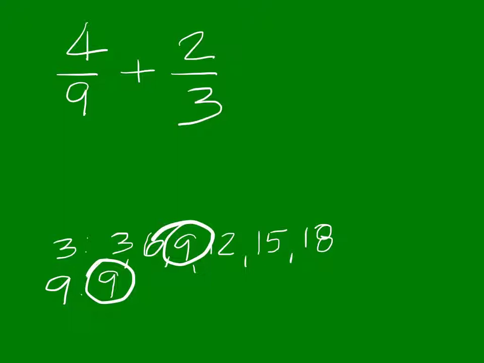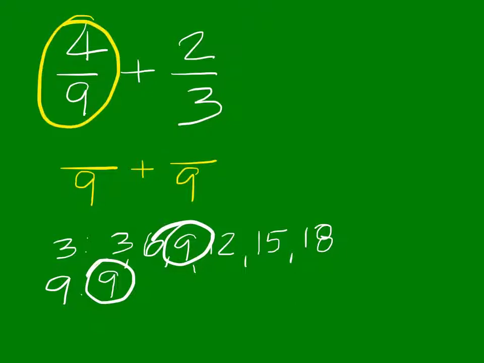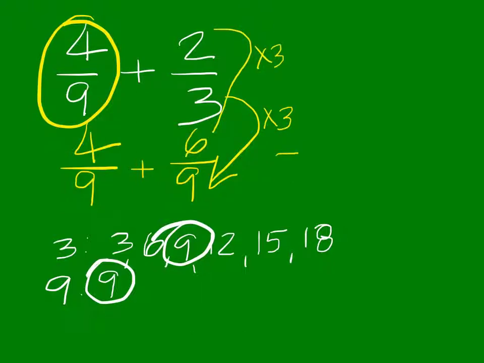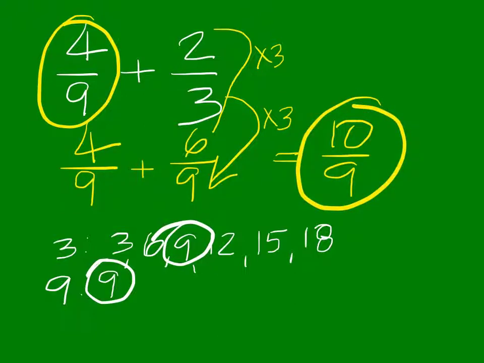But you can still get the right answer even if you don't use the lowest number, and I'll show you how. Alright, so if I use the least common denominator of 9, then this fraction does not have to change because it already had a 9 to start with. But this one, I have to multiply by 3 to get a 9, so multiply by 3 there to get a 6. So you should have 10 over 9.